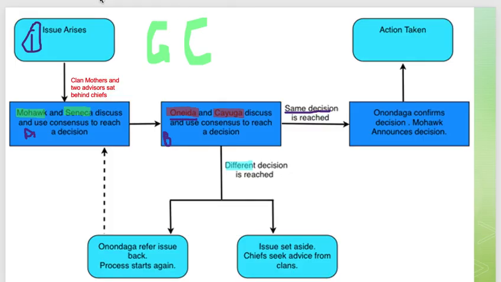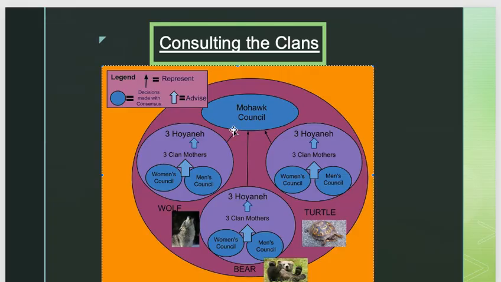Before we move on, because we're talking about it today, notice that consensus is needed here and consensus is needed here. That means before any decision is ever made, you need this thing called consensus. Same thing on the clan scale.